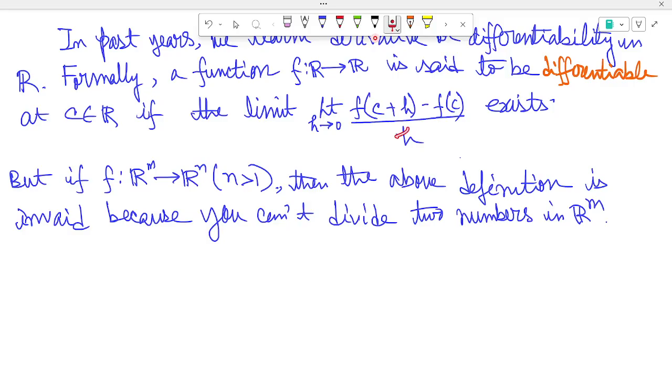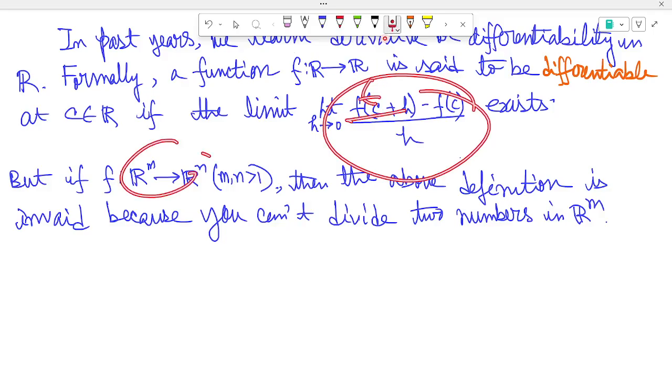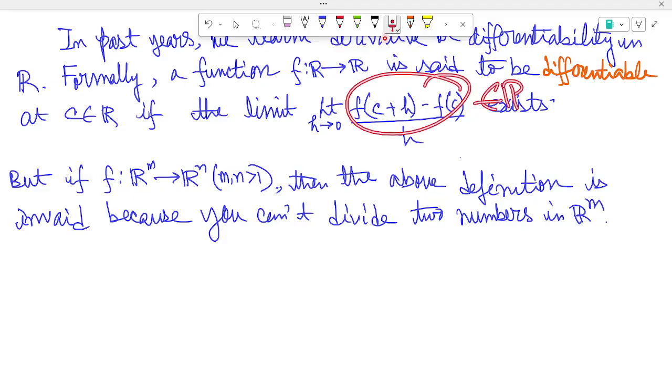Anyway, if m and n are greater than 1, then these things from the codomain Rn, this is from Rn, and this is also from Rn. So how do you divide two vectors there? Division in more than one dimension is not defined. So you should convert these things into some entity of R.